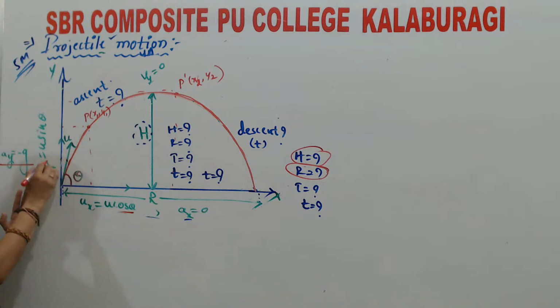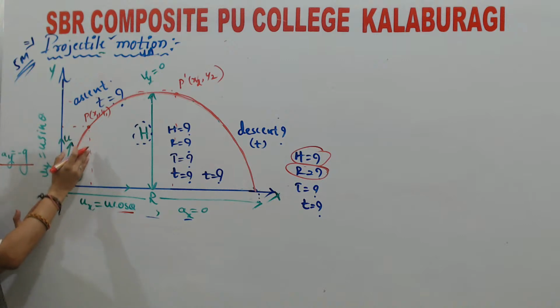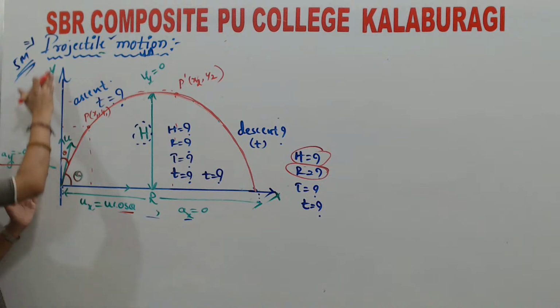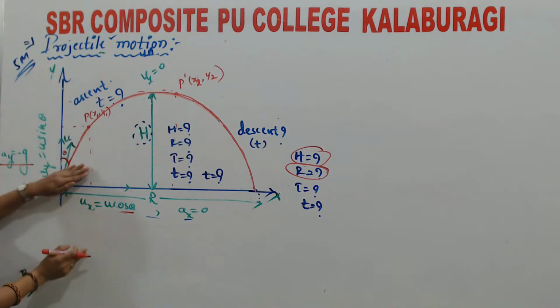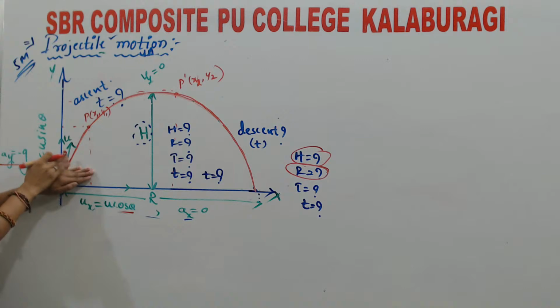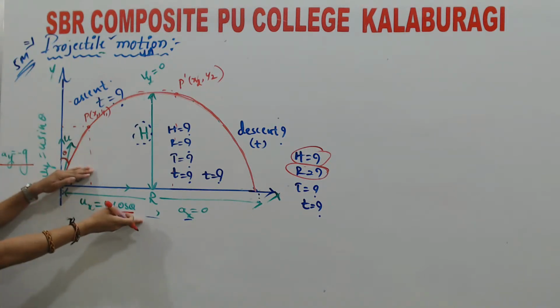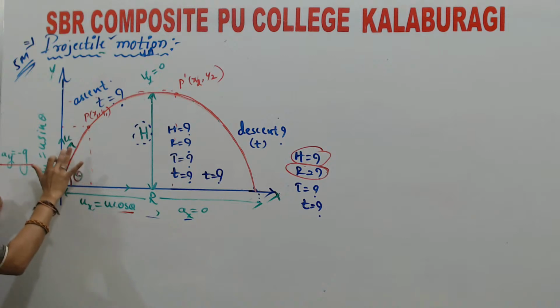If I have taken the velocity of projection of a body, if this velocity vector is making an angle theta with the vertical, then I have to take this along the vertical direction instead of this. Here it is making an angle theta. If I know this theta, I have to write here u cos theta, and here it will be u sin theta. Okay.